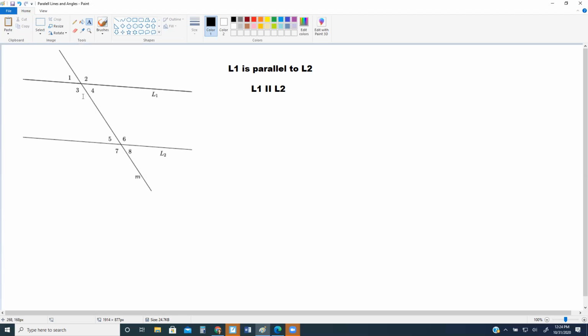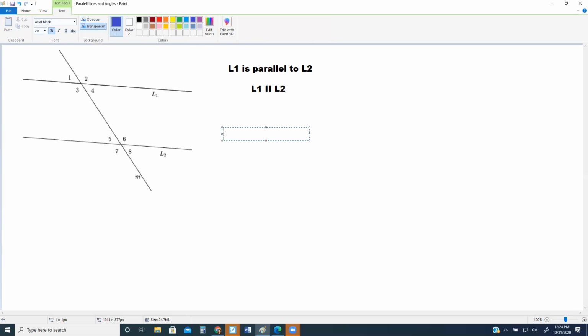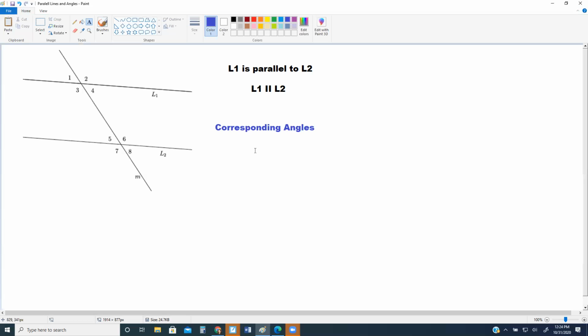So let's review some of our vocabulary that we learned yesterday, okay? Let's review corresponding angles. Corresponding angles give people problems because corresponding and congruent both start with the letter C, and so you've got to get past the letter C. If line 1 and line 2 are parallel, then the corresponding angles are going to be congruent. But if line 1 is not parallel to line 2, of course, they're not congruent. Corresponding angles are congruent, but congruent angles aren't necessarily corresponding.